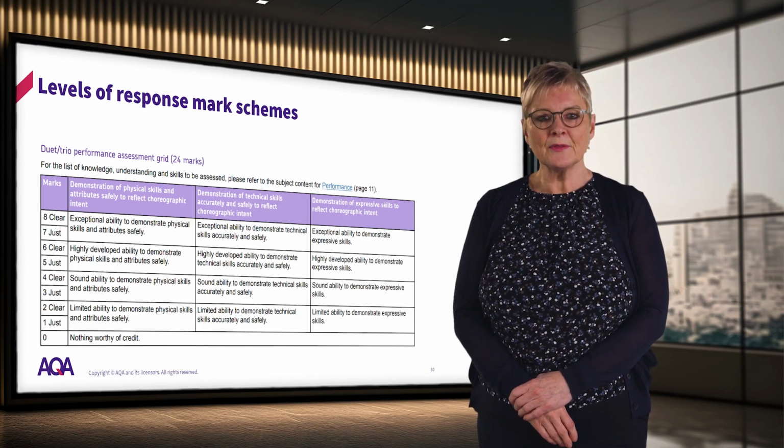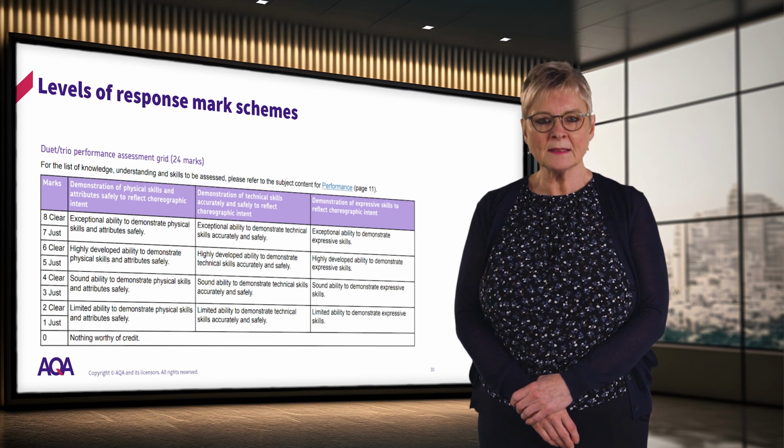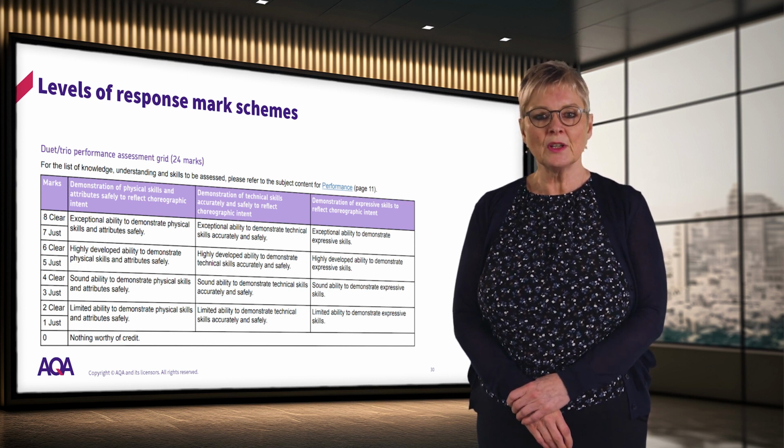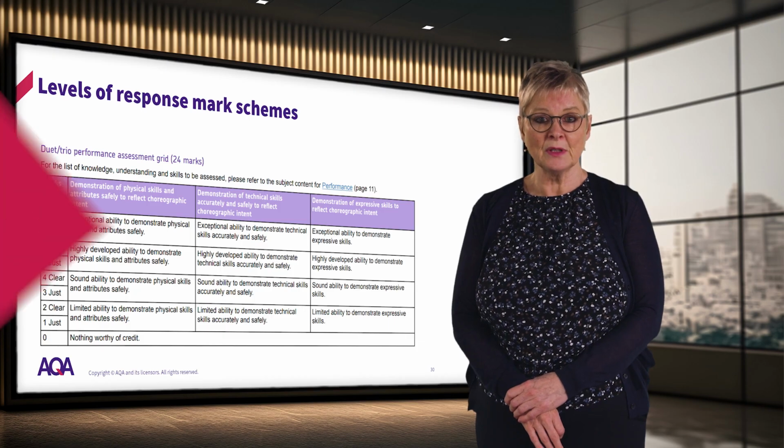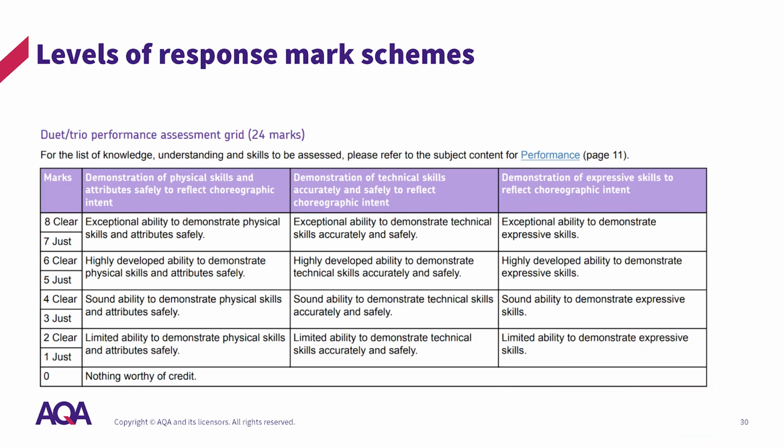The mark schemes for solo performance and mental skills and attributes during performance do not have a range of marks within each level, whereas with the duet trio assessment grid shown on screen, there are 2 marks within each level. This is also the case for the choreography element. For these, once you've identified the correct level, you need to decide which mark to allocate within the level. The lower mark indicates that the student has just met the requirement described in the level, and the upper mark indicates that the evidence is clear, but the student has not quite met the requirements set out in the level above.